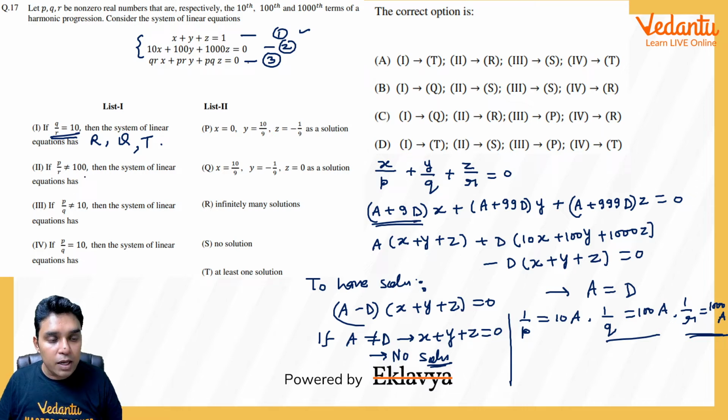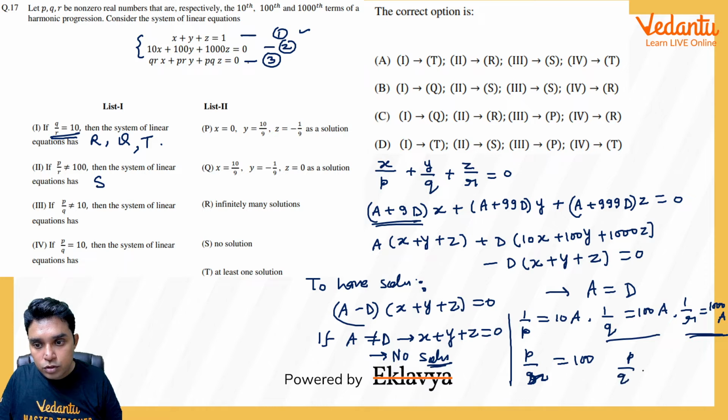Now P upon R not equal to 100, you can check. If A is equal to D, then P upon R comes out to be 100. But if P upon R is not 100, then this is going to have no solution. Similarly, if P upon Q is also not equal to 10, then also there will be no solution. So for 2 and 3, we have to have S, S.